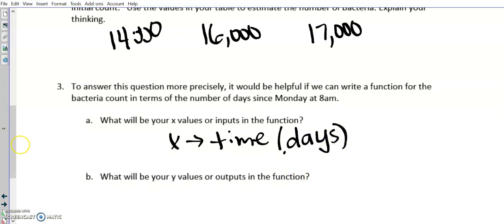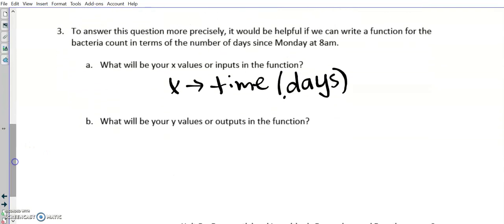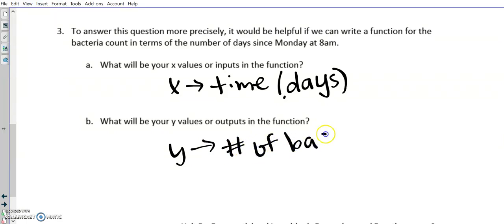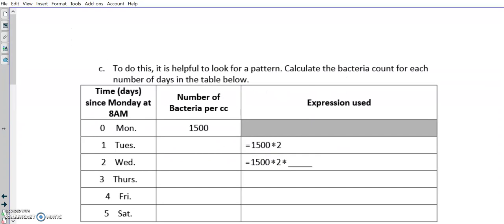And then y would obviously be what we get out, or our number of bacteria. So not too bad. Pretty straightforward. We're just trying to figure out, as the days move on, how much bacteria is in this nasty pool. Okay? So go ahead and flip to the next page.